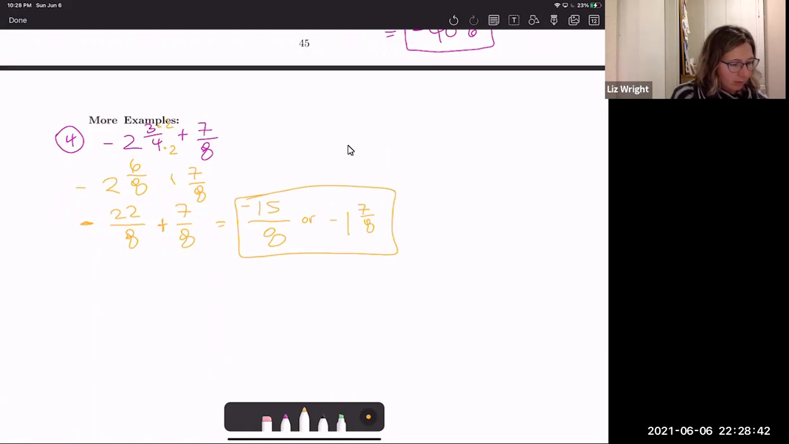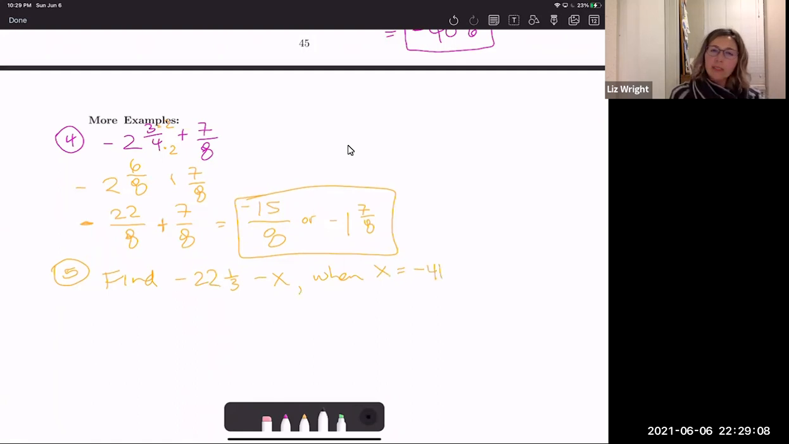All right, let's try some more. Here's one. This one's a little bit different than what we've been doing. This one actually says find negative 22 1/3 minus x when x equals negative 41. All right, so if we're given something like that, we need to take negative 41 and plug it in for x.